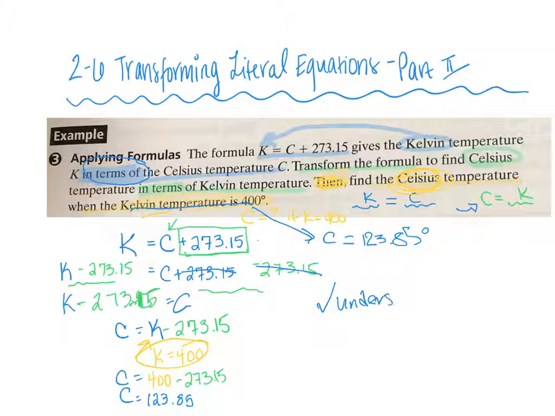All right, now I would like you to check your understanding. I'd like you to do numbers 2 and 3 on page 41. Number 2 may require you to go back and watch the other video on part 1 of transforming literal equations. Remember to give me your units for number 3. So am I talking about chirps? Am I talking about minutes? Am I talking about chirps per minute?